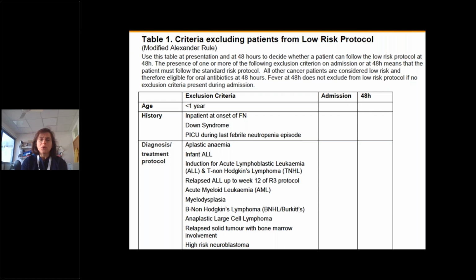You will see that there is hardly any solid tumor patient. The only ones present are high-risk neoplasms and relapsed solid tumors with bone marrow involvement. But even so, I would say a high-risk neuroblastoma is definitely the one which has a higher risk.